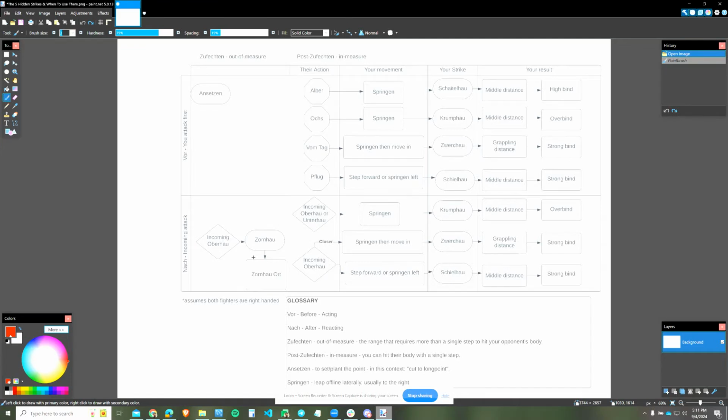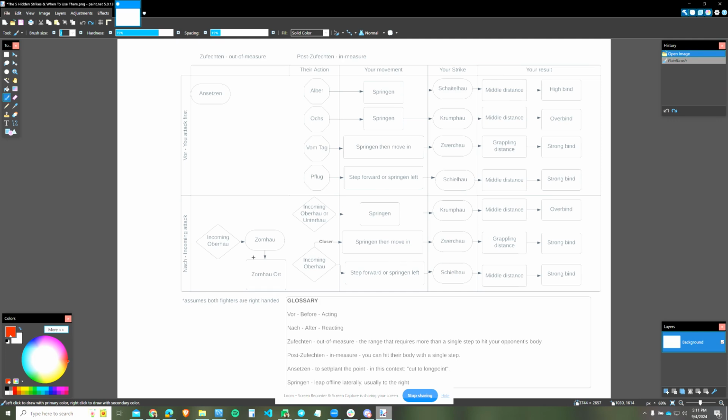In that case, you spring in, you leap offline, you Schielhau to their head. The result is you are now in a middle distance and you're in a high bind if they parried, or if they don't have that self-preservation instinct because of protective equipment, you're in a double.